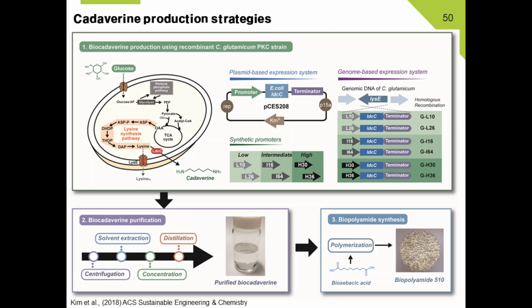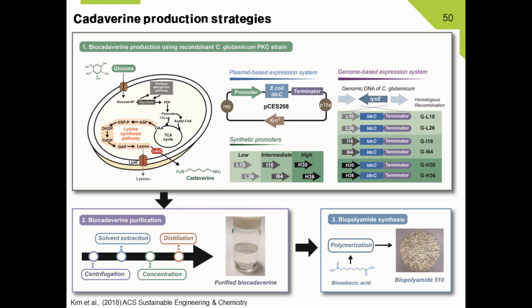After that, we purified cadaverine. We optimized it by comparing what's the best solvent for cadaverine purification, so we compared n-butanol and chloroform. And then we polymerized the fermentation-derived cadaverine with sebacic acid. This is how we found out that fermentation-derived polyamine is actually good and comparable to petroleum-based cadaverine for nylon production.